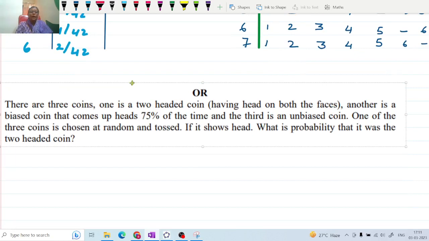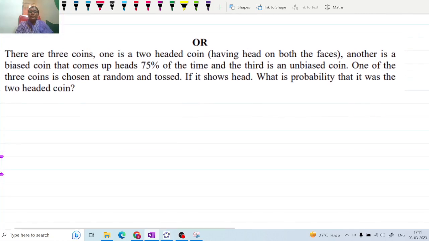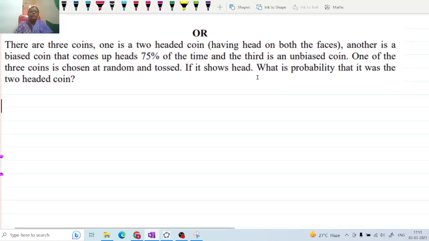If there are three coins, one is a two-headed coin, another is a biased coin, and the third one is unbiased. One of the three coins is chosen at random. That is, all three are equally likely to be selected. Any one can be selected. And if it shows head, you have to find one of them and it shows heads.